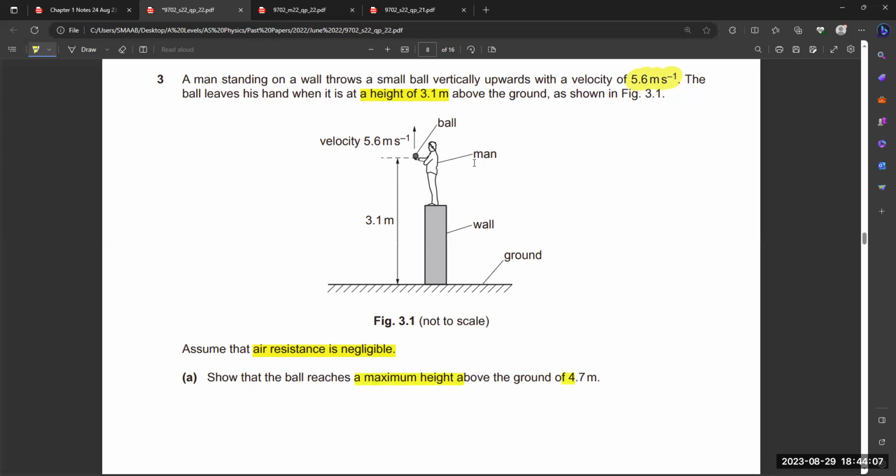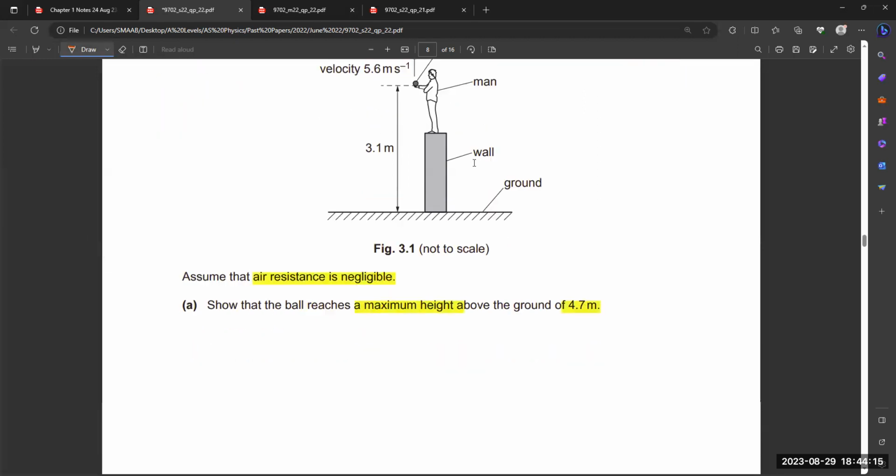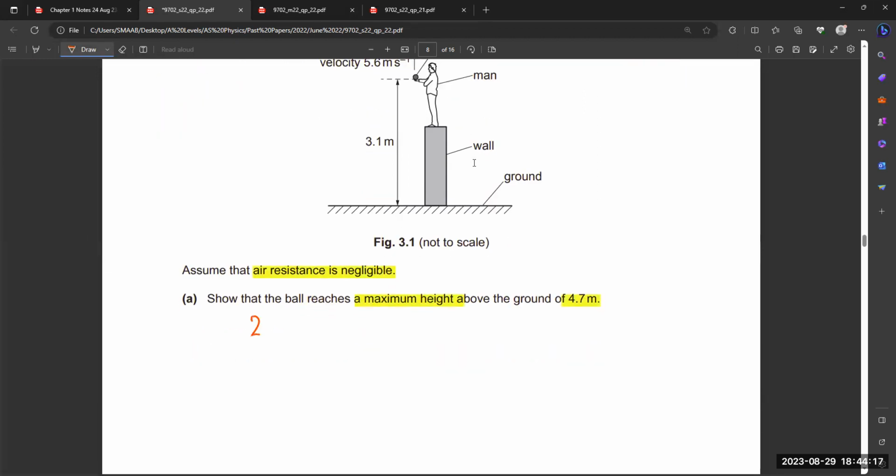We're going to use v square equals u square plus 2as. So basically we need to use the equation of motion, and your equation will be v square minus u square. And we know that if we start from the basics, what will be the value of a?